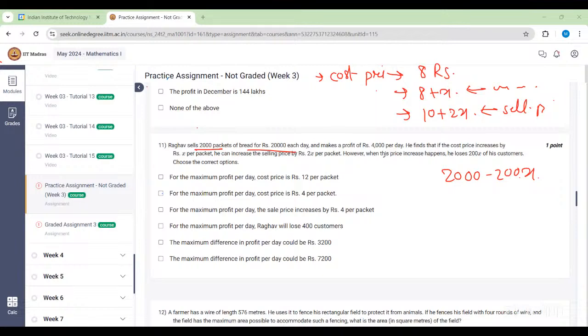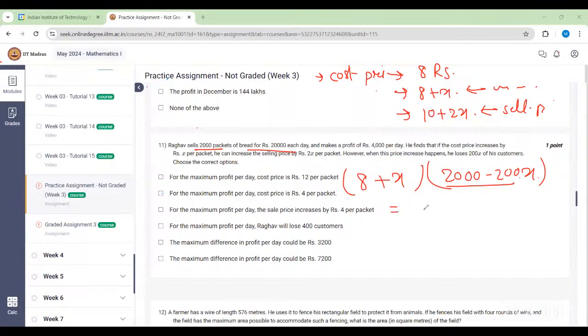So what will be the cost? First of all, we have to find X. The selling price minus the cost price, multiplied by the number of customers, would be the maximum profit. So this factor is multiplied by selling price minus cost price, SP minus CP. This will be our cost.